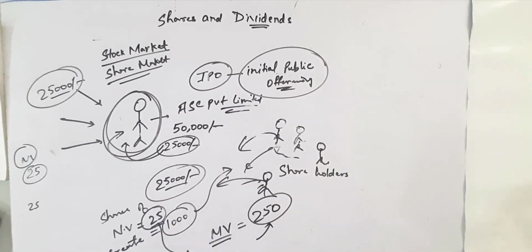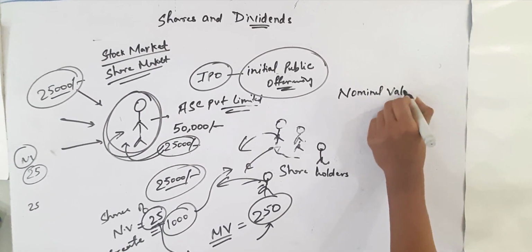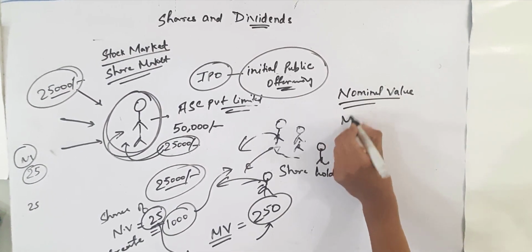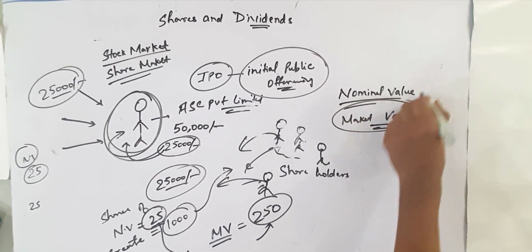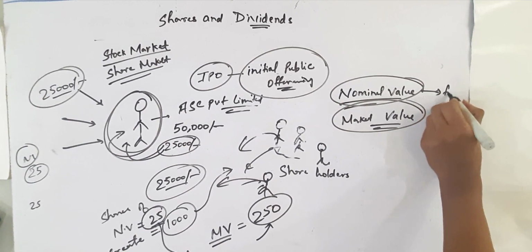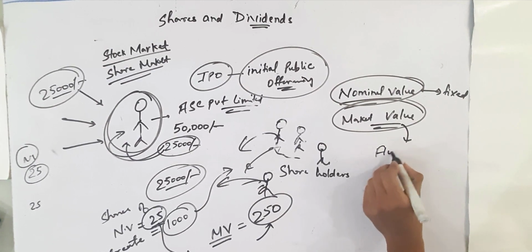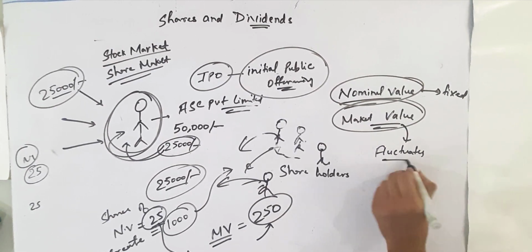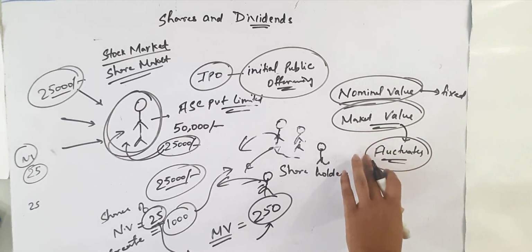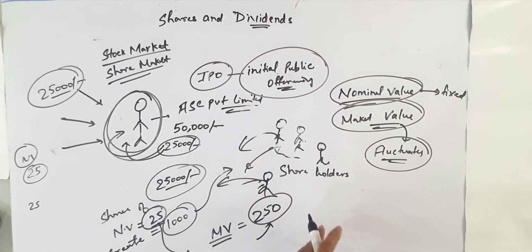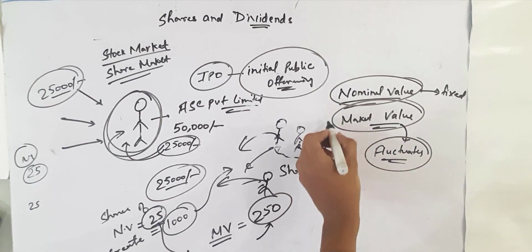So till now we have learned two basic terms. One is the nominal value and the other is the market value. Nominal value is fixed by the company, whereas the market value goes on fluctuating. The fluctuation of market value depends upon the profit and loss of the company. If the company incurs profit, then the market value increases, whereas if there is a loss, the market value falls down.